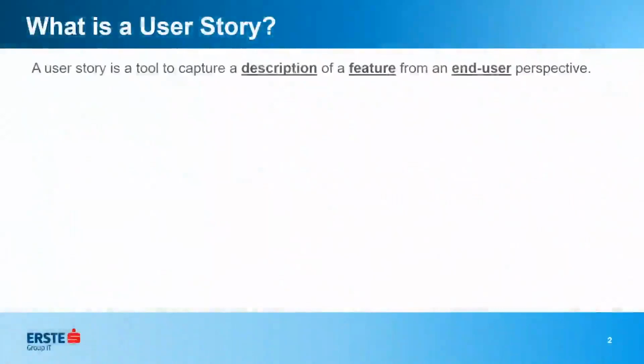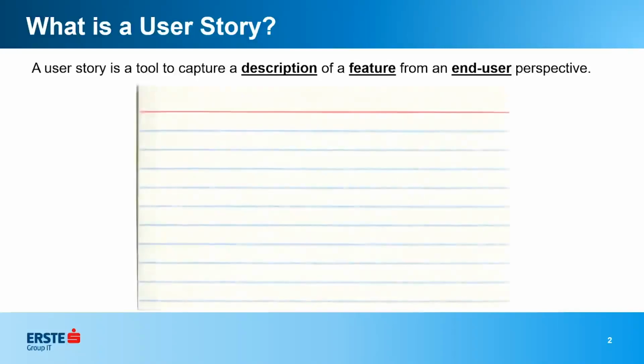So the basics, what is a user story? One thing to keep in mind is a user story is just a tool. That's all it is. It's a tool to capture a description of a feature from the end user perspective. So it's very important not to get overly technical with the user story. It should be written from the point of view of the person who's going to benefit from the work that you're doing. And there are a few components that you want in your user story.